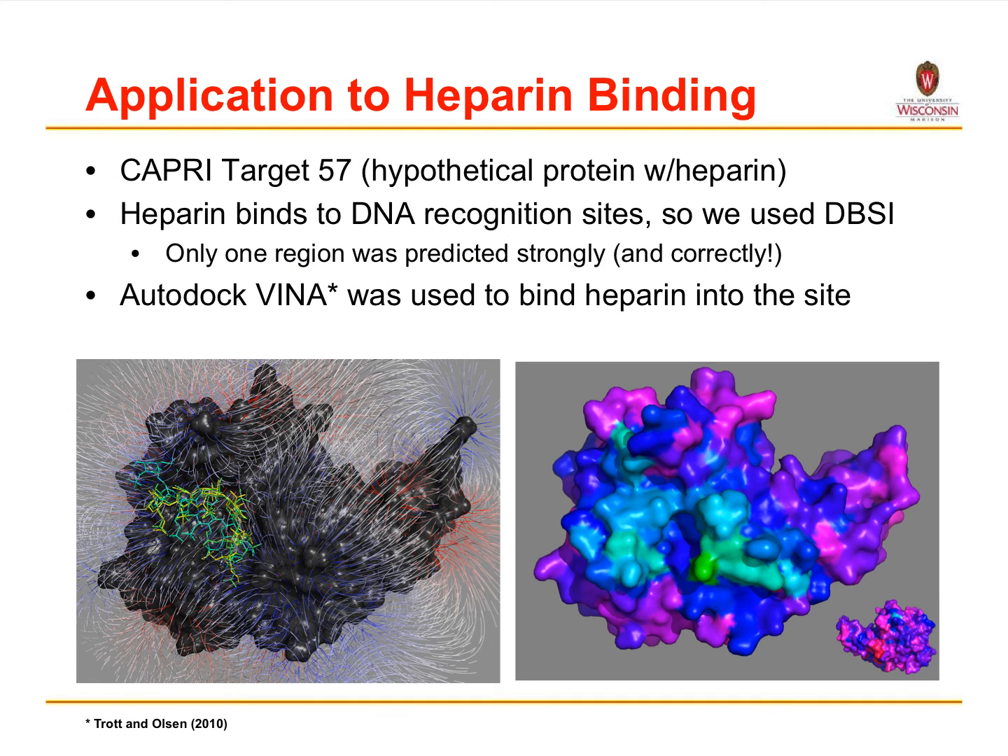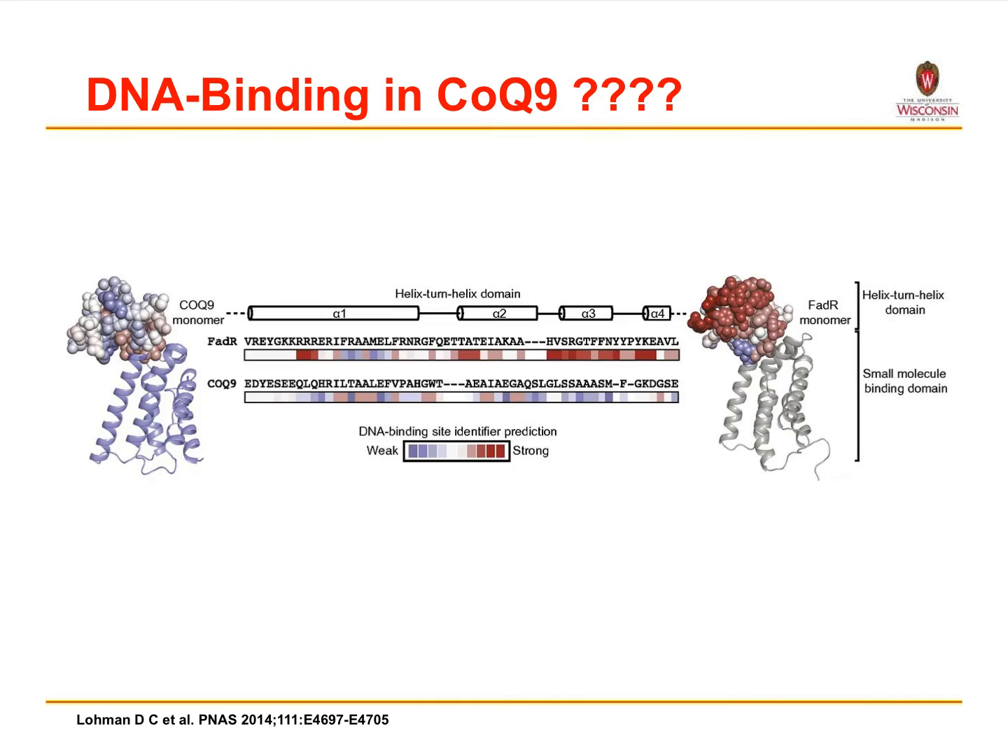Heparin is related chemically to the phosphate backbone of DNA, so we use it as a particular application. This is an example where you have a protein with a transcription factor fold that doesn't appear to bind DNA, and the difference in prediction results definitely shows that. There's no prediction of a DNA binding site on this CoQ9 protein, whereas a FATR transcription factor with this exact same fold basically lights up for binding DNA.